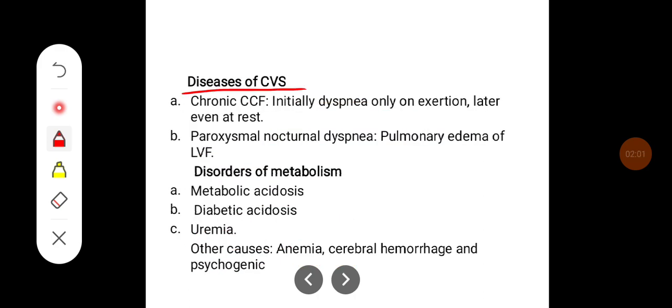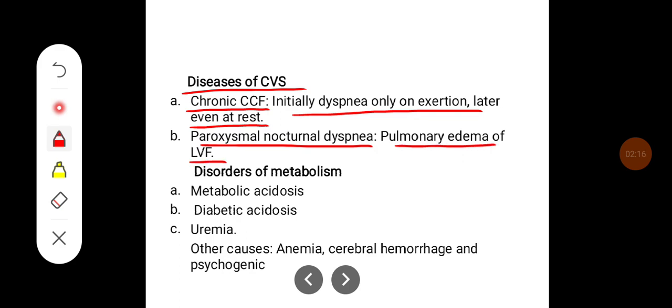Some of the cardiovascular causes are chronic congestive heart failure. Initially, dyspnea only on exertion, but later the dyspnea occurs even at rest. Then paroxysmal nocturnal dyspnea, which occurs in pulmonary edema because of left ventricular failure. Some of the disorders of metabolism like metabolic acidosis, diabetic acidosis, uremia, and other causes like anemia, cerebral hemorrhage, and psychogenic causes are going to lead to dyspnea.